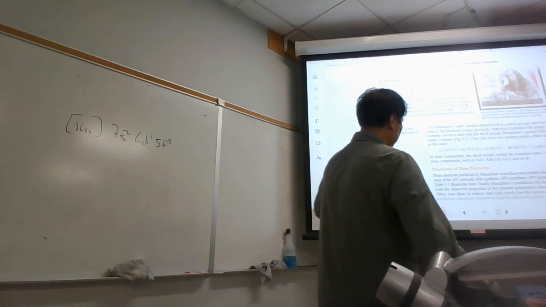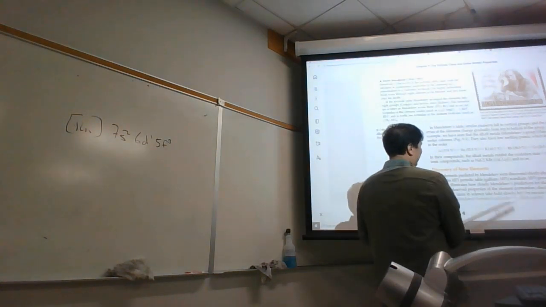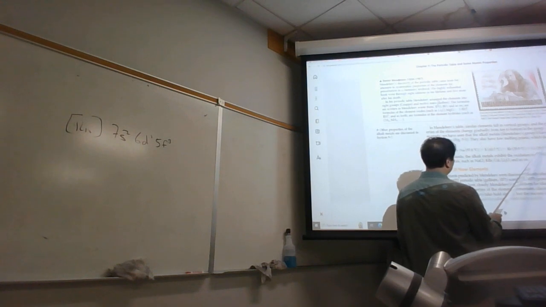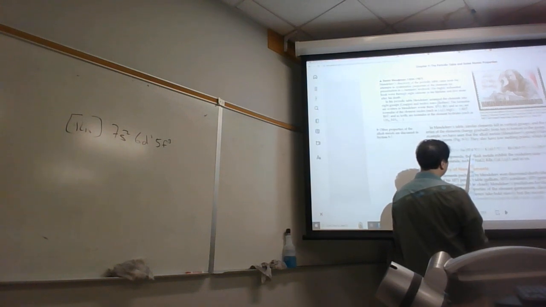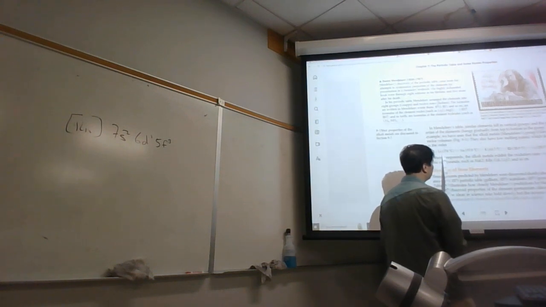Here are the melting points. Cesium melts just slightly above room temperature, 28.5. Sodium's at about 100 degrees C. Lithium's at 174.